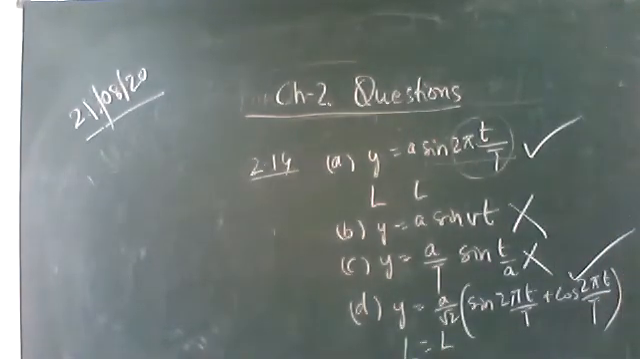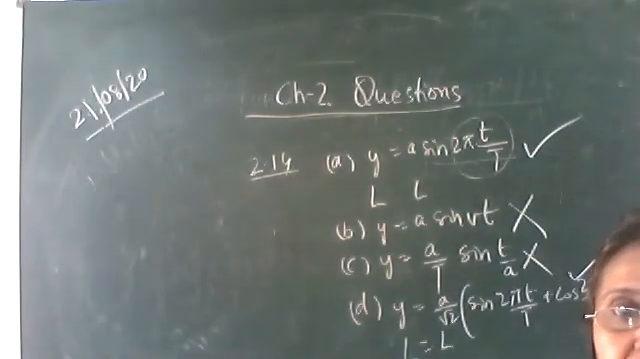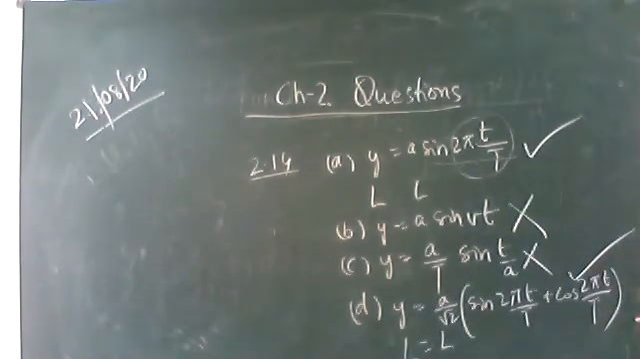Okay, so if any trigonometric function is coming, first check that the trigonometric function argument should be dimensionless. Then you will check the left hand side and the right hand side. Is it clear?